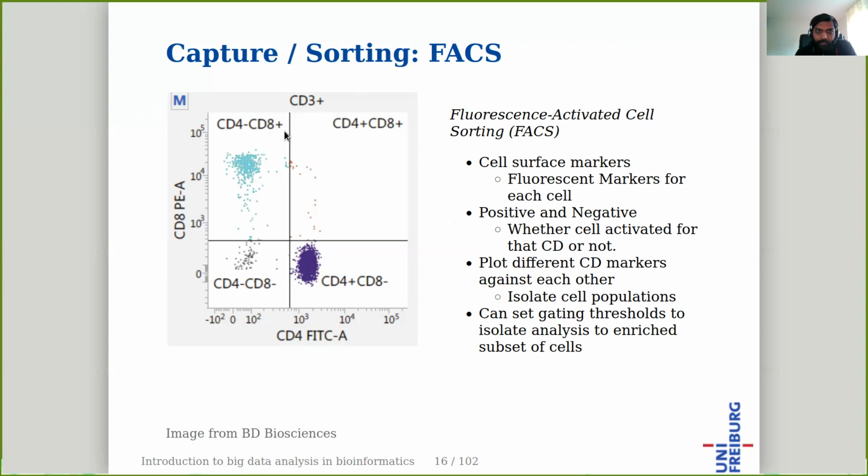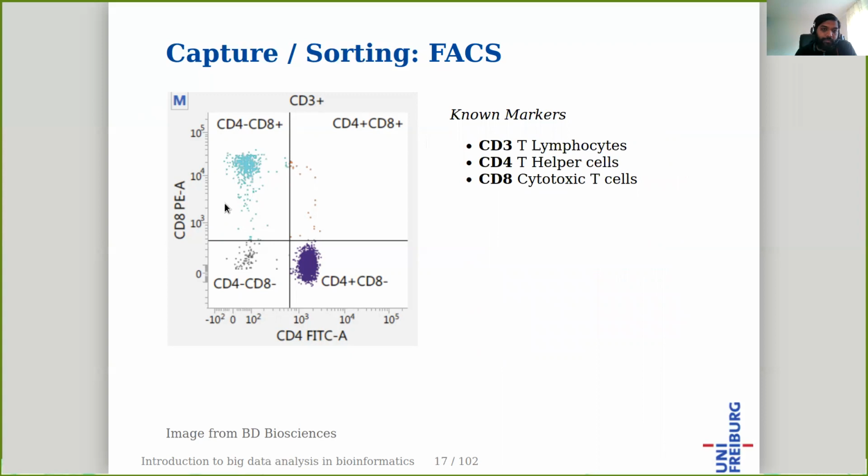For example, here you see a plot of a CD4 marker against a CD8 fluorescent marker. The CD4 marker is usually attached to T helper cells, and CD8 is for cytotoxic T cells. And CD4 and CD8 cells are usually all CD3 plus, which means T lymphocytes. So these two cell types are subclasses of lymphocytes.